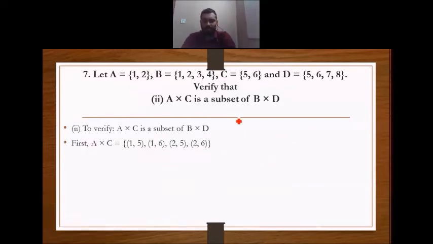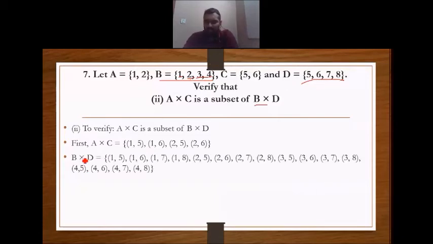Next we take B cross C. B cross C means first element from the first set and second element from the second set. So we take (1,5), (1,6), (1,7), (1,8), then (2,5), (2,6), (2,7) and (2,8). Then (3,5), (3,6), (3,7), (3,8). Next you can take (4,5), (4,6), (4,7) and (4,8). So these are the Cartesian pairs possible. We took them in brackets. So this is B cross C.